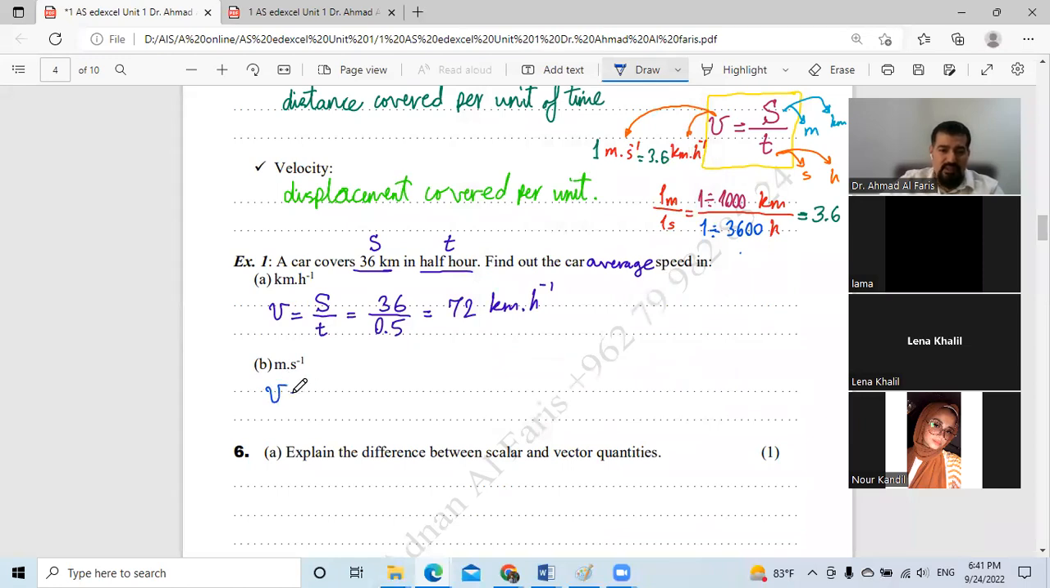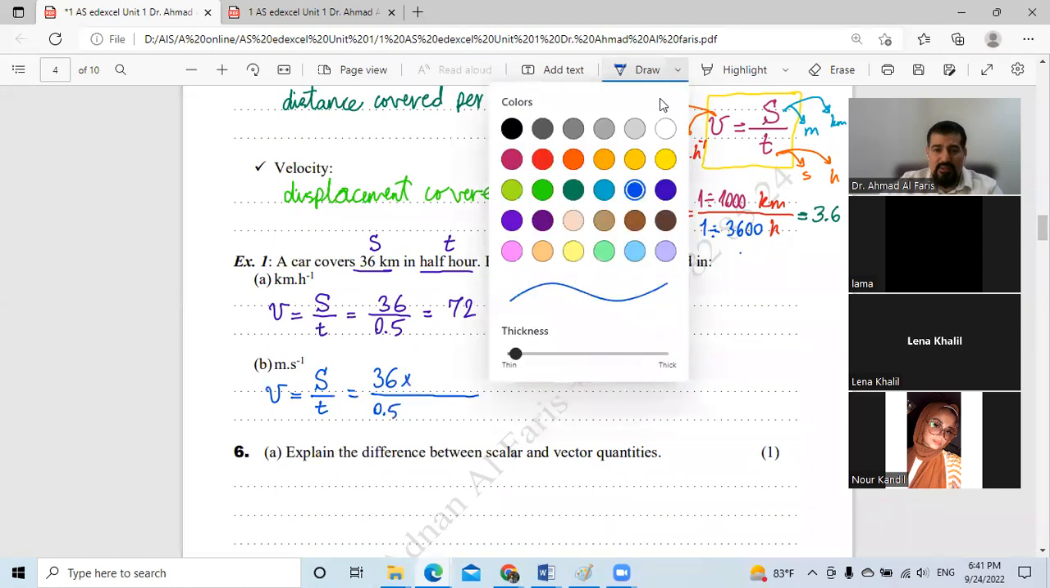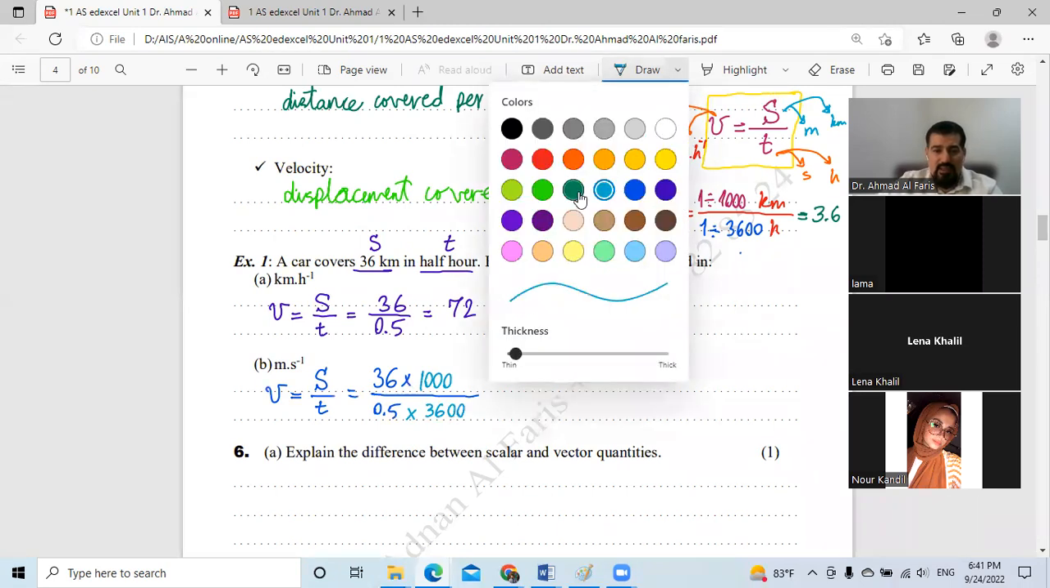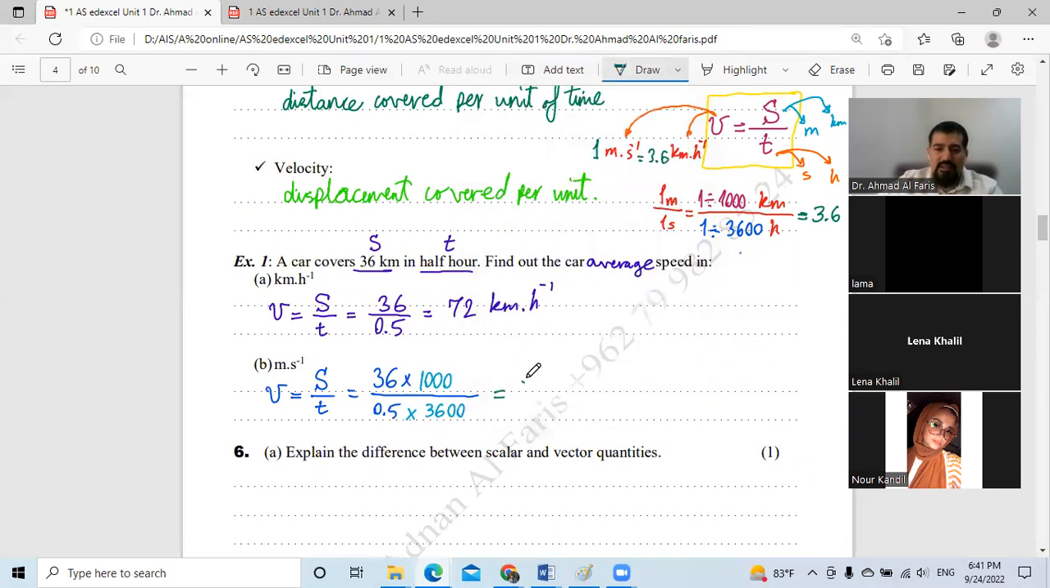For the next part, we need to find the speed in meters per second. We know that it's equal to distance divided by time, and it's 36 kilometers divided by what? Half an hour. And we need to convert from kilometer to meter by multiplying by 1,000, and from hours into seconds by multiplying by 3,600. And by using the calculator, our answer will be how much? 20 meters per second. Thank you, Yusuf.